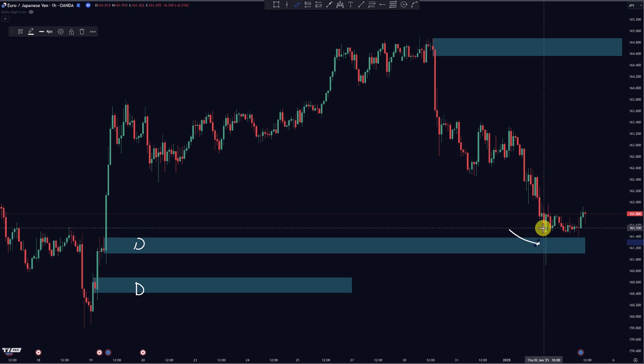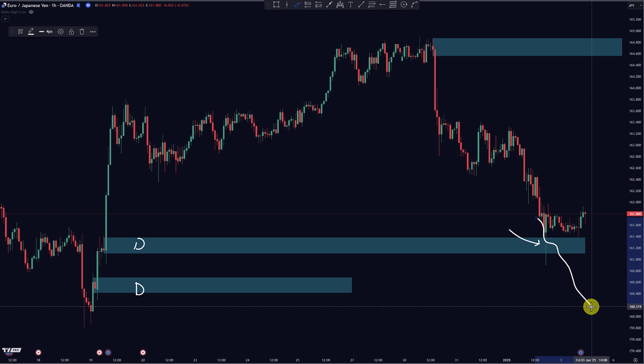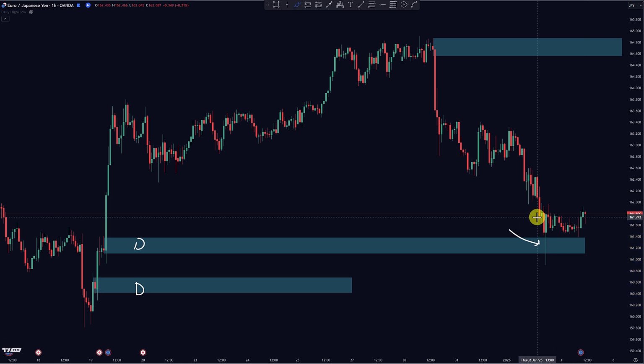Not always will those zones hold, and sometimes the price will just travel through the zone. And if you trade those blindly, you will enter a losing trade that is very avoidable. So what we do instead is we want to observe the price action, and we want to find patterns that will help us then with our trade timing.